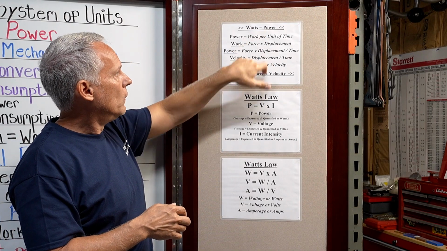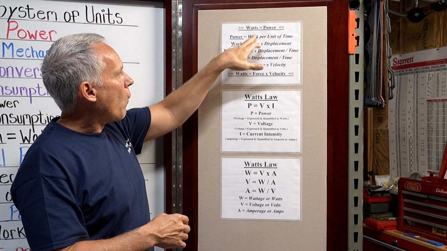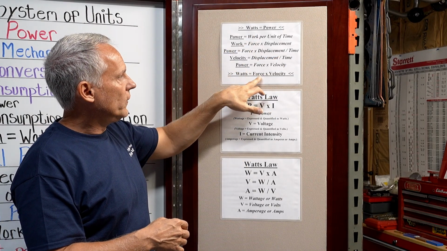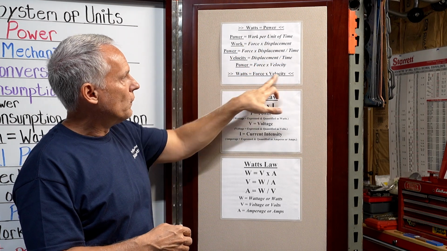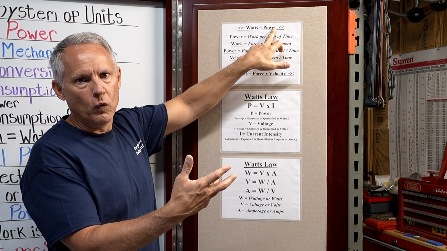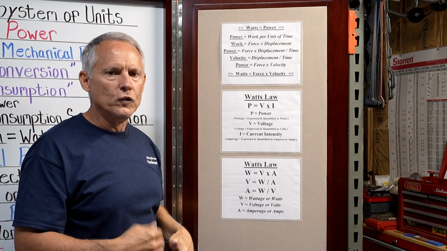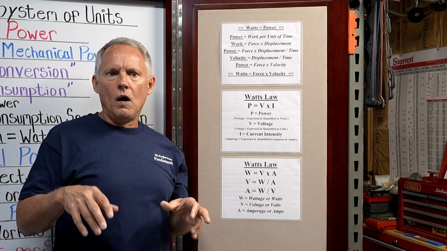So watts equals power. Power equals force times displacement divided by time. Watts would therefore equal force times velocity. So this is accurate, and so is this. And that's just an overall definition of what watts are. Okay? So from there, we're going to break it down a lot further and make it a little easier to understand.